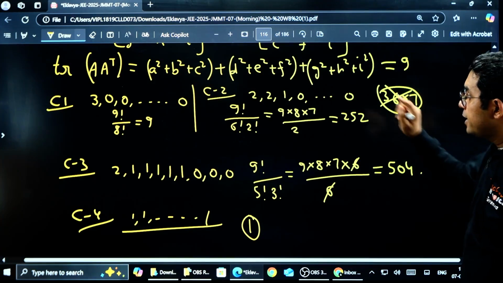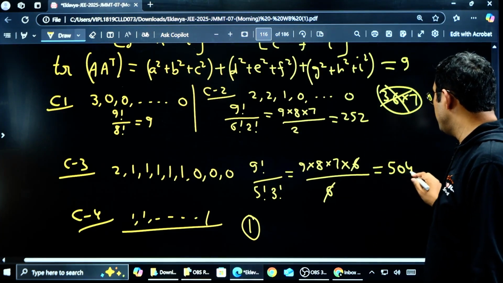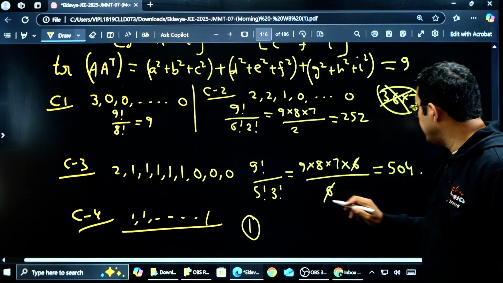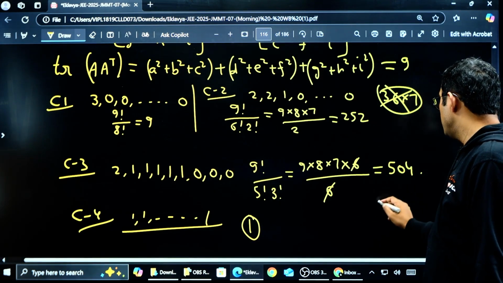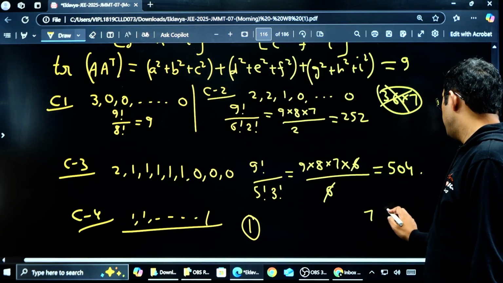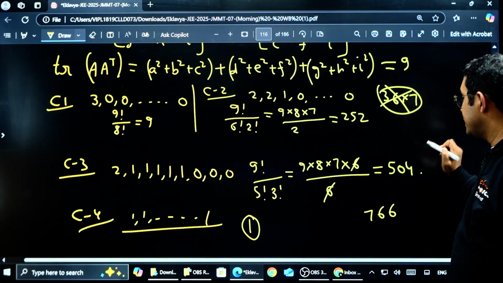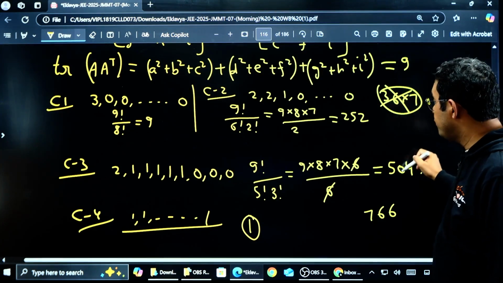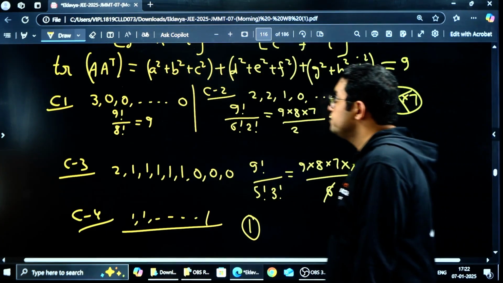So what is the answer? Case 1, we are getting the answer as 9. Okay, 9 plus 252 plus 504 plus 1. 9 plus 1 is 10, and that will be 700 plus 56, 766, I think. So 766 will be the answer of this question.